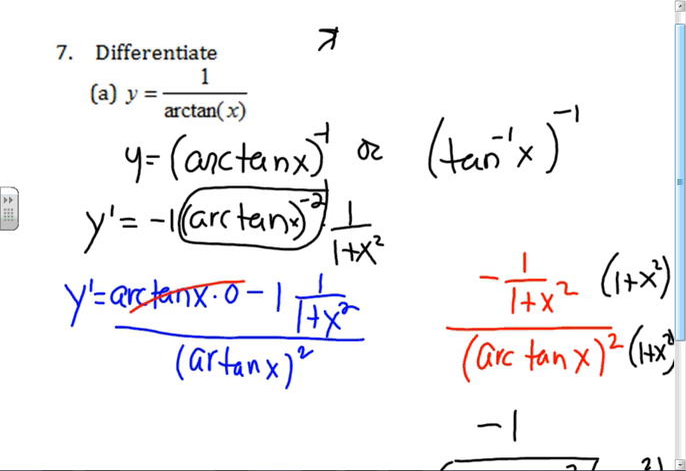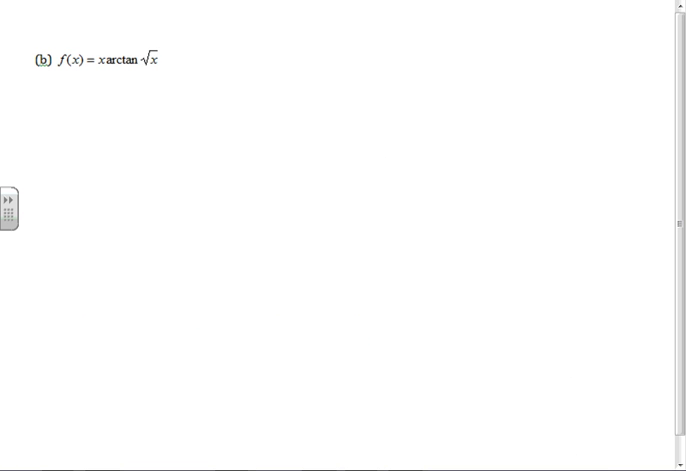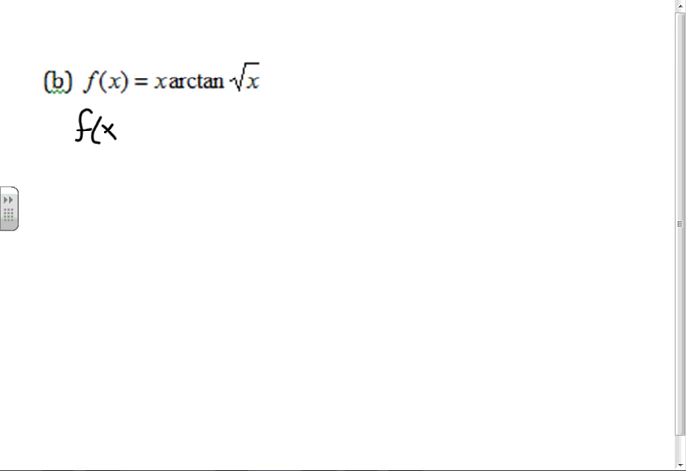You have multiple chain rules. Try that one. What rule do you have to use to do this one? Product.